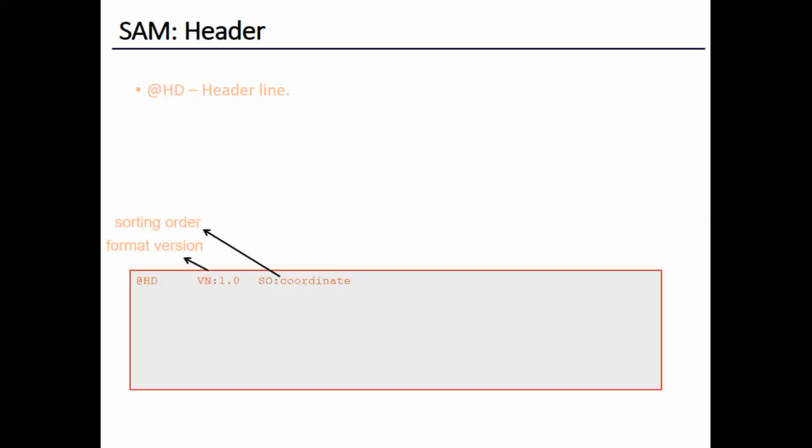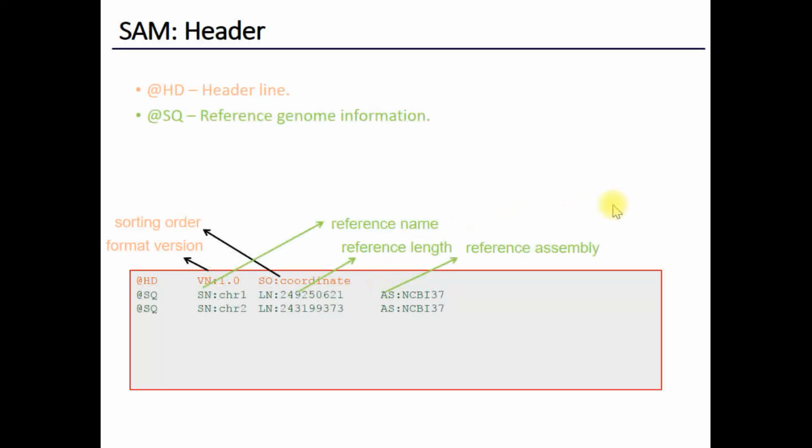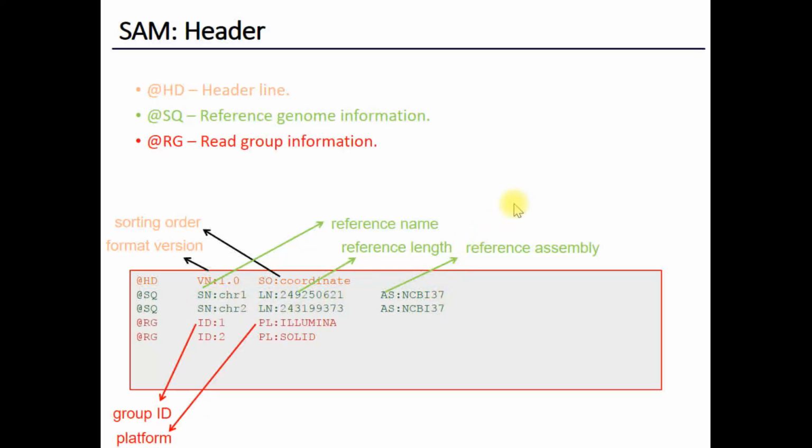In the header section, HD is the header line, and it gives the version of the SAM format and the sorting order. It can be sorted by coordinate, or it can be sorted by read name. Next, SQ is the reference genome information. It's the reference name, the reference length, and the reference assembly.